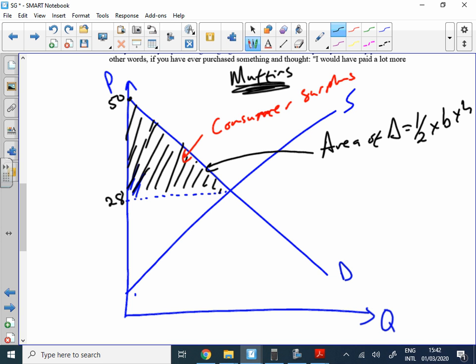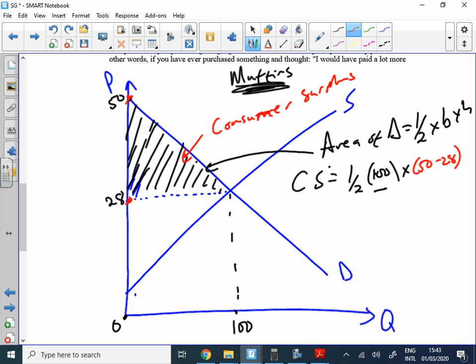In this case, let's say the quantity here is 100, you would now say the consumer surplus is equal to half of 100. If this is 0, you can say 100 minus 0 because you are moving from here until there. So it would be 100 multiplied by my, this is my base, my height is the difference between 50 and 28. So I would say 50 minus 28 and then get an answer. That would give me the actual figure for the consumer surplus.